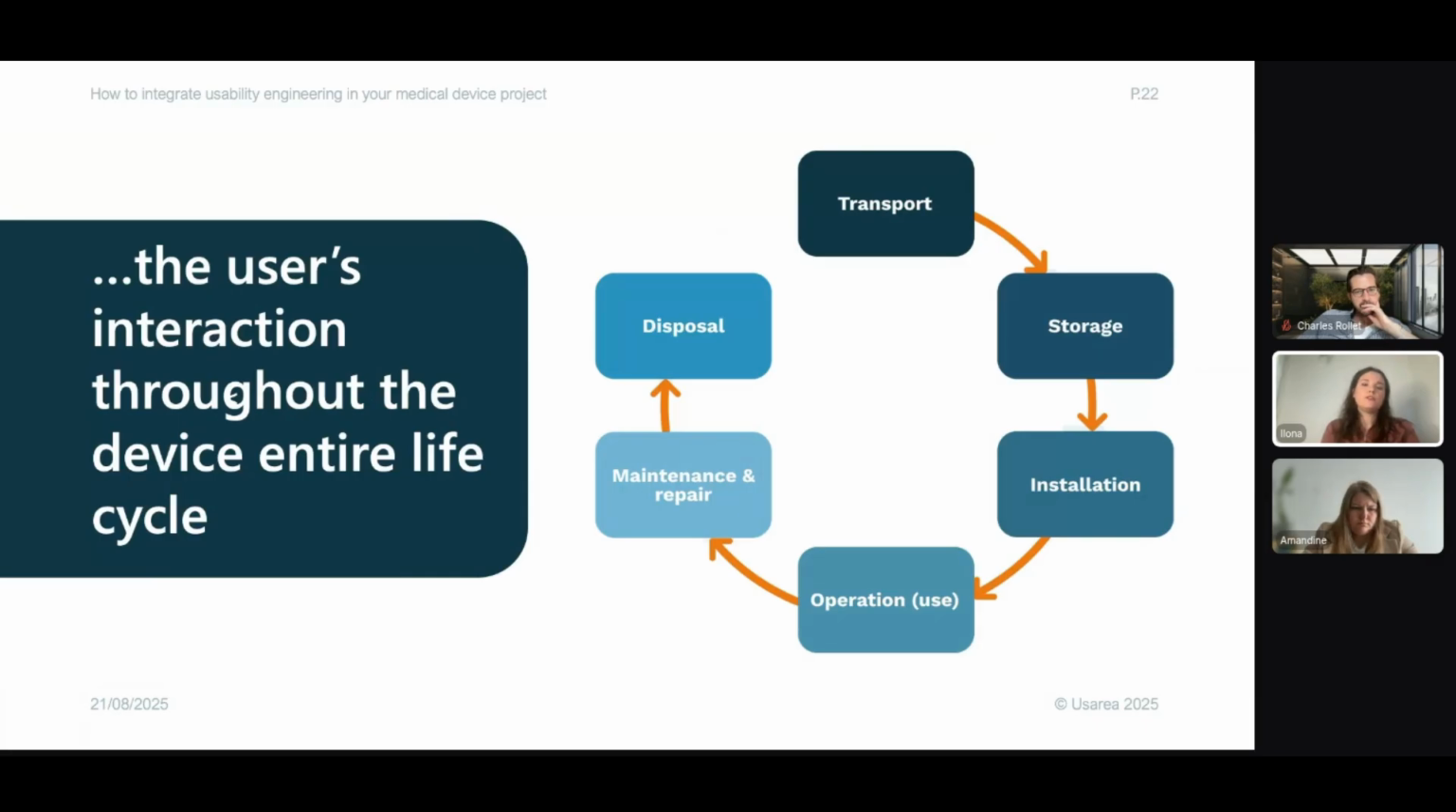And also, you must take into account the user interaction through the entire device life cycle, which means not only use, but also transport, storage, installation, maintenance and repair, and disposal.